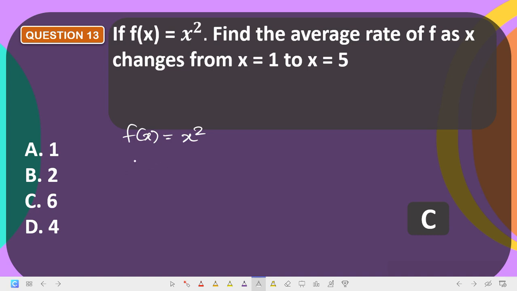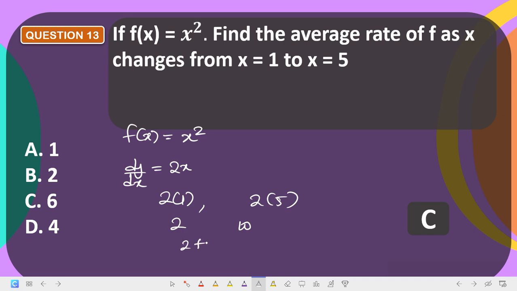So first of all, let's find dy/ds, because they say average rate of change. So dy/ds is what? 2s. So you are going to find 2s as it changes from s = 1 to 5. Wherever you see s, put 1 first, then the other one will be 5. 2 times 1 is 2. 2 times 5 is 10.